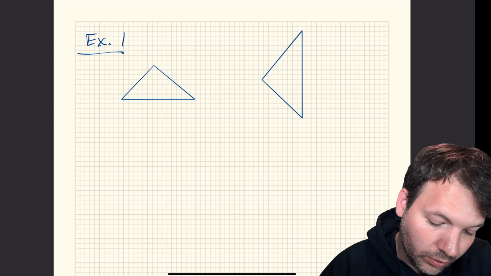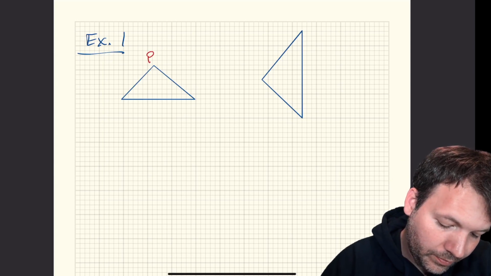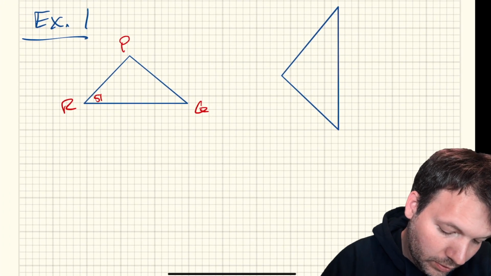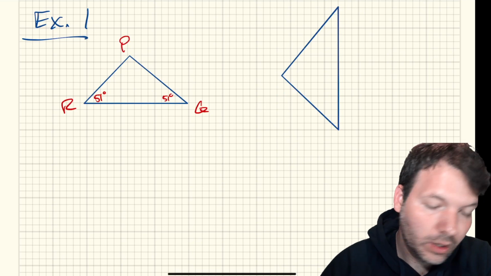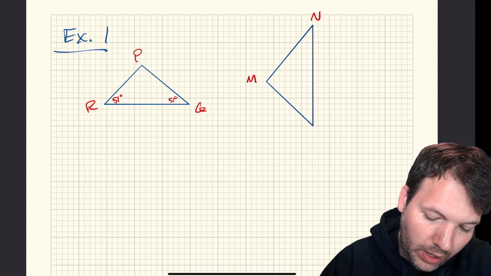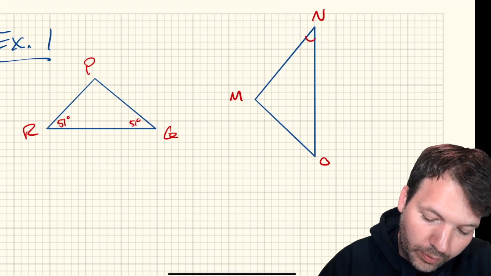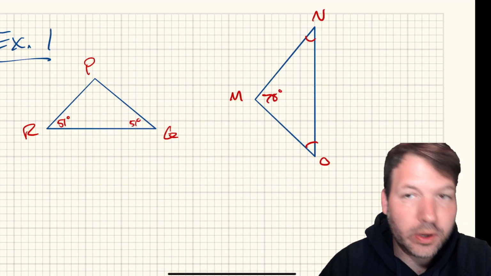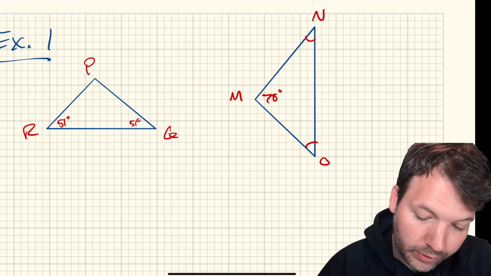So we have these two, and we can see PRQ with angle measures of 51 degrees and 51 degrees at R and Q. And then this triangle over here, MNO, has congruent markers at angles N and O and a 78 degree angle. And again, our job here is to demonstrate that they are in fact similar triangles.